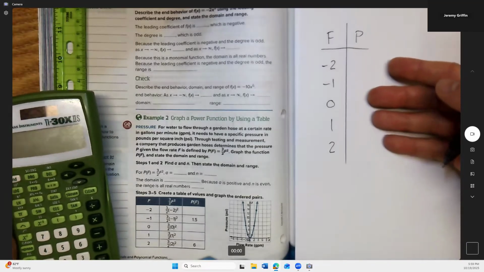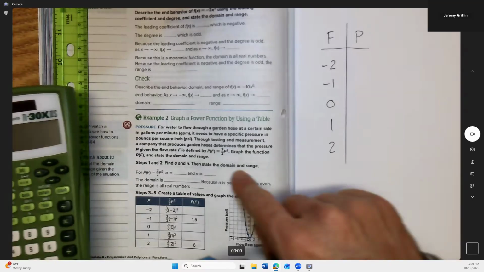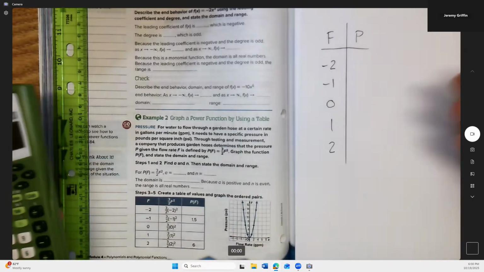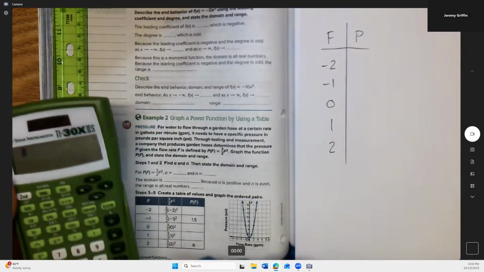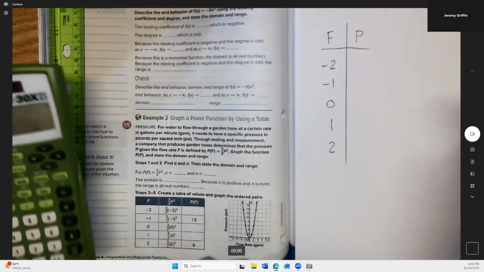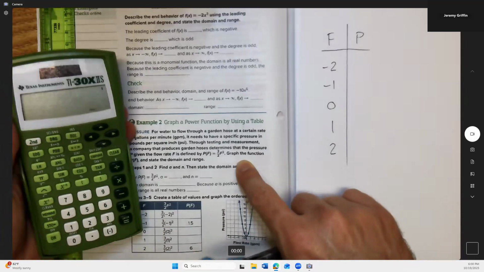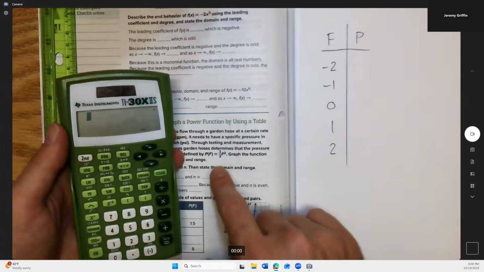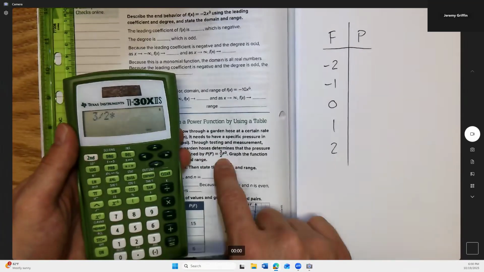Any graph you ever want to make, you could just make a table and just plug the values straight into the equation and see what comes out of it. That was true all last module with quadratic functions and parabolas. That was true before that when we were doing linear. Just plug stuff in.